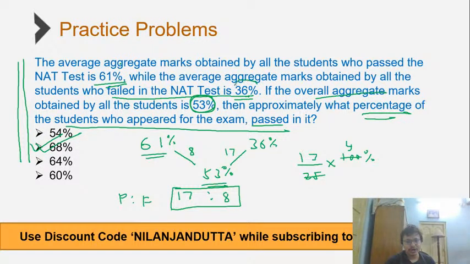In fact, the moment you saw 36 and 53 has a difference of 17, and given 17 is a prime number, you could have looked at which option is a multiple of 17. There was only one option with a multiple of 17, that is 68. So again, you could have immediately marked the answer as option B, 68%, without bothering to solve it any further.